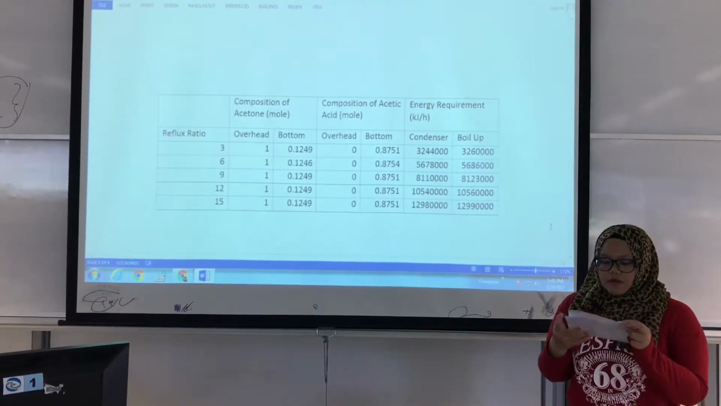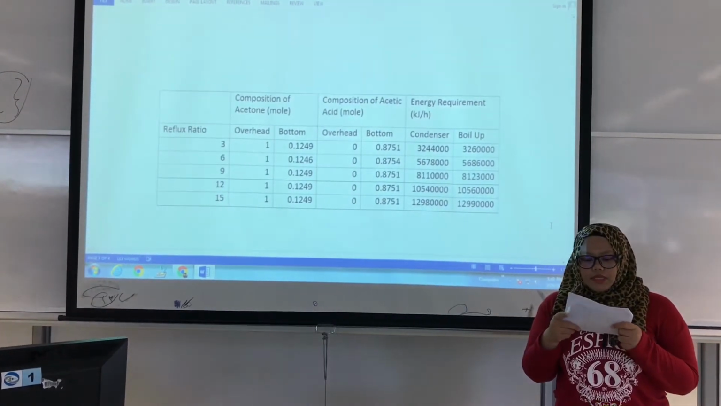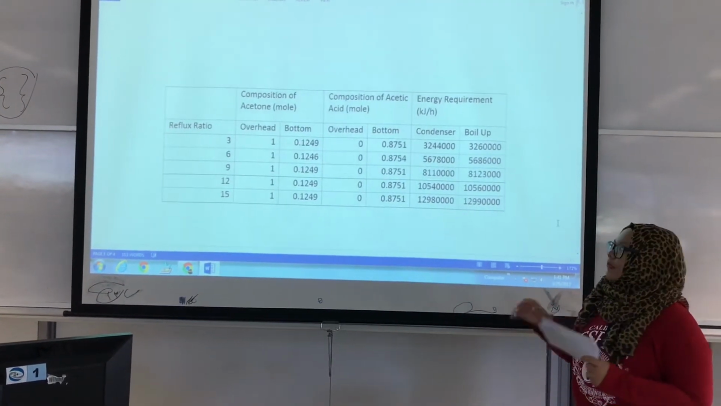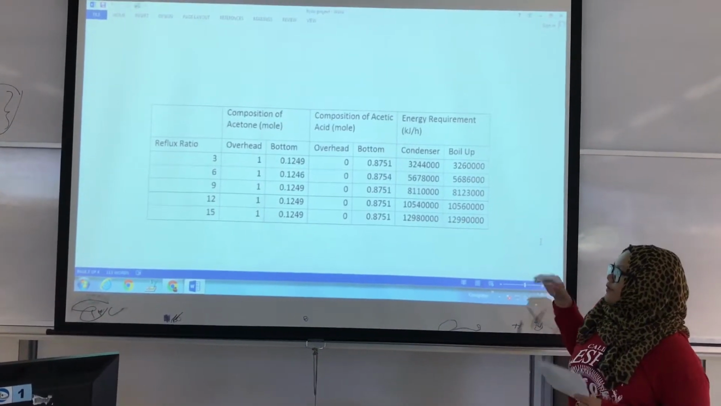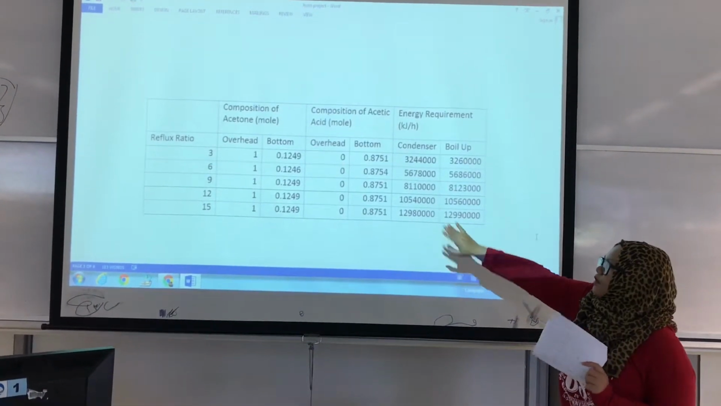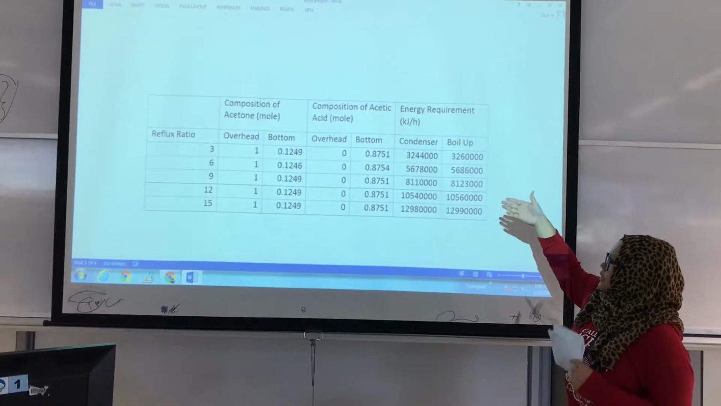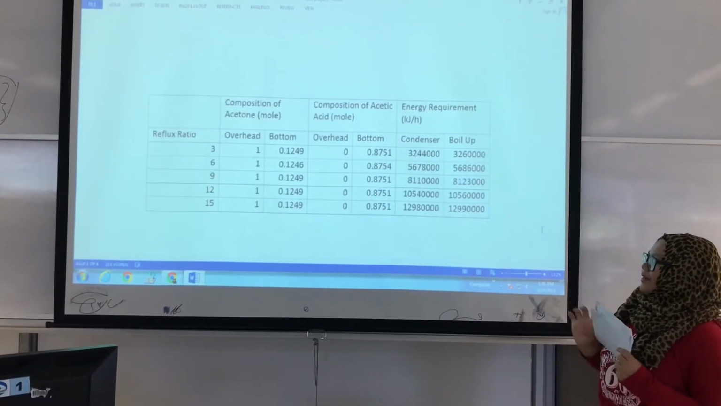Okay, next is for the second question, reflux ratio. We have chosen 3, 6, 9, 12 and 15, and same as before, the composition of acetone, the composition of acetic acid and the energy requirements. Next.